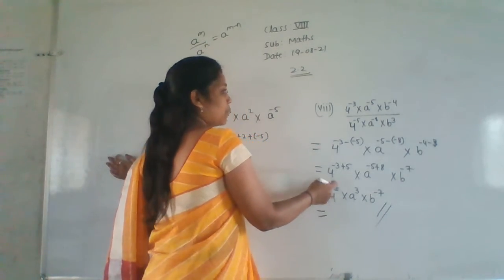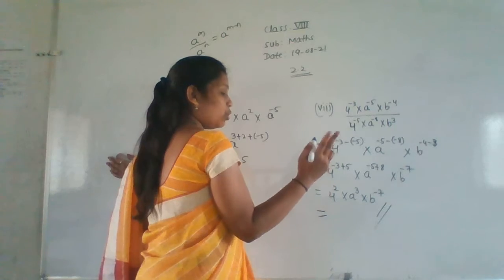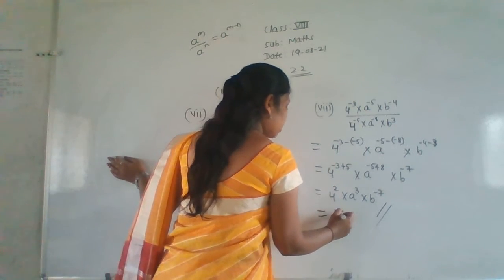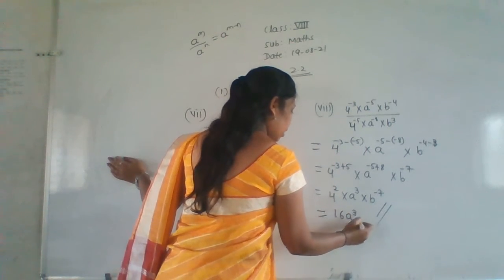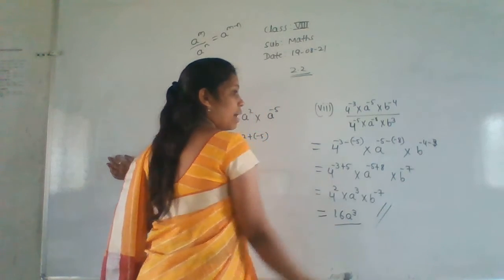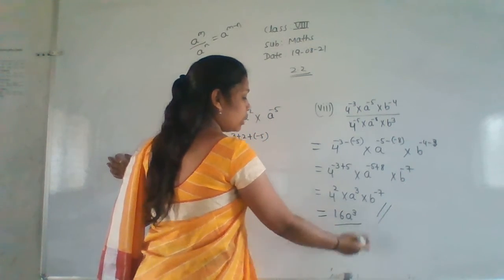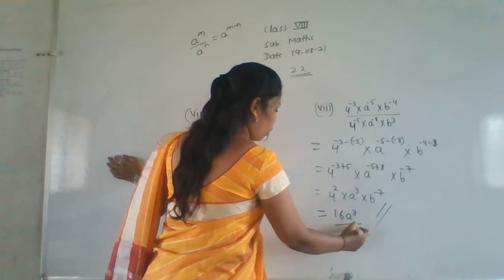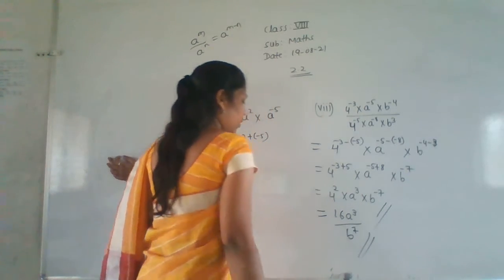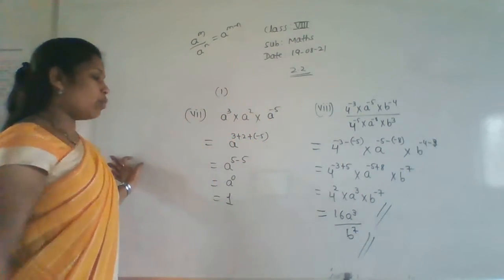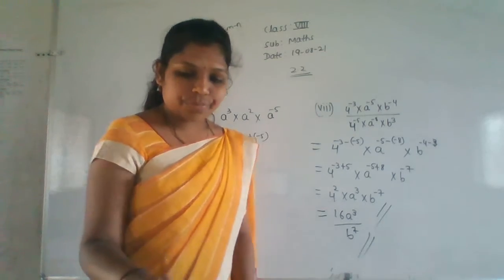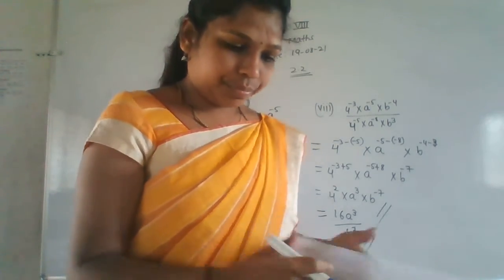4 to the power 2 means multiply 4 two times. That answer is 16 a cube here. Whenever the power is minus, we can take it to the denominator. That will be positive, b to the power 7. This is also correct. That is also correct. Both are correct here. Okay? So next one.